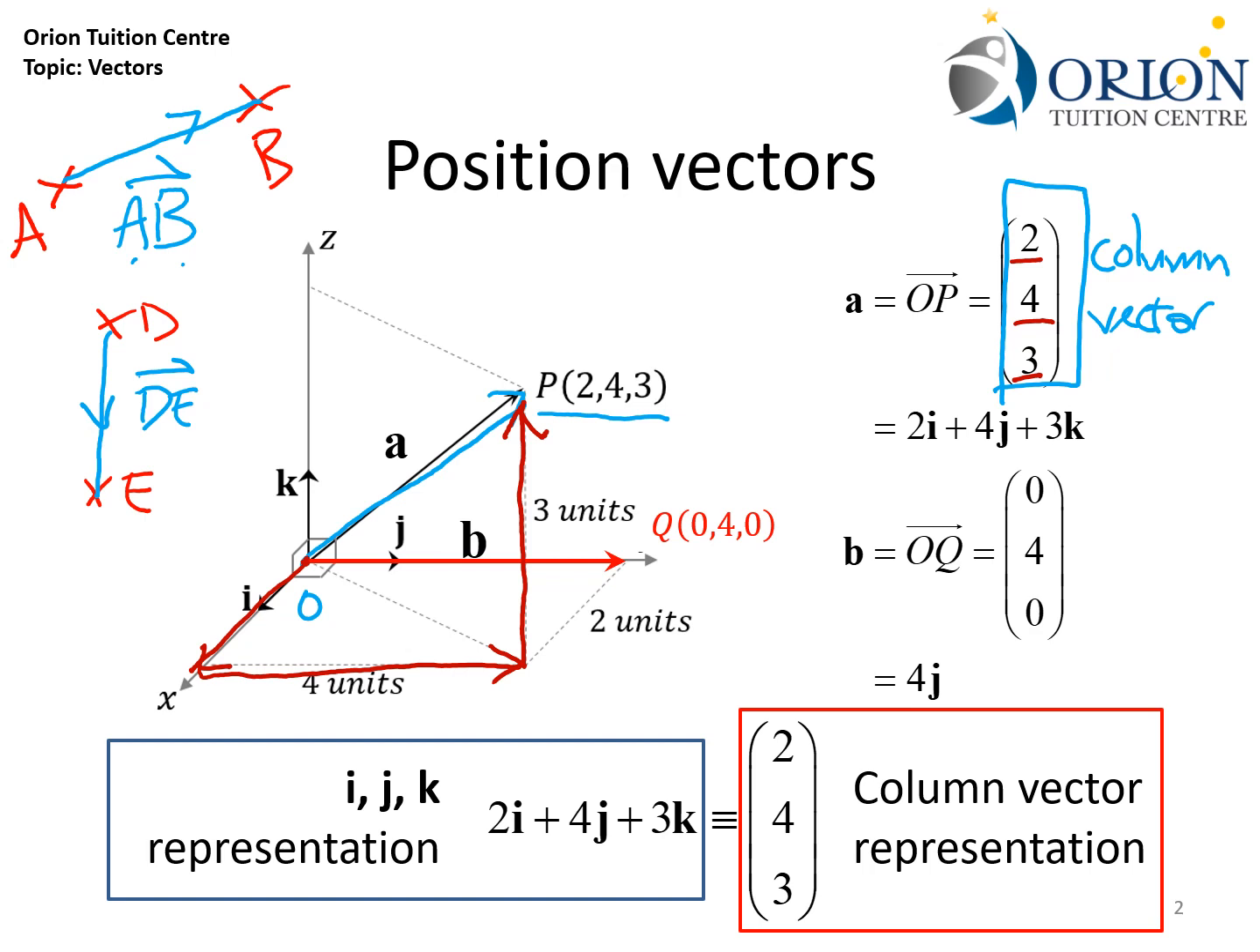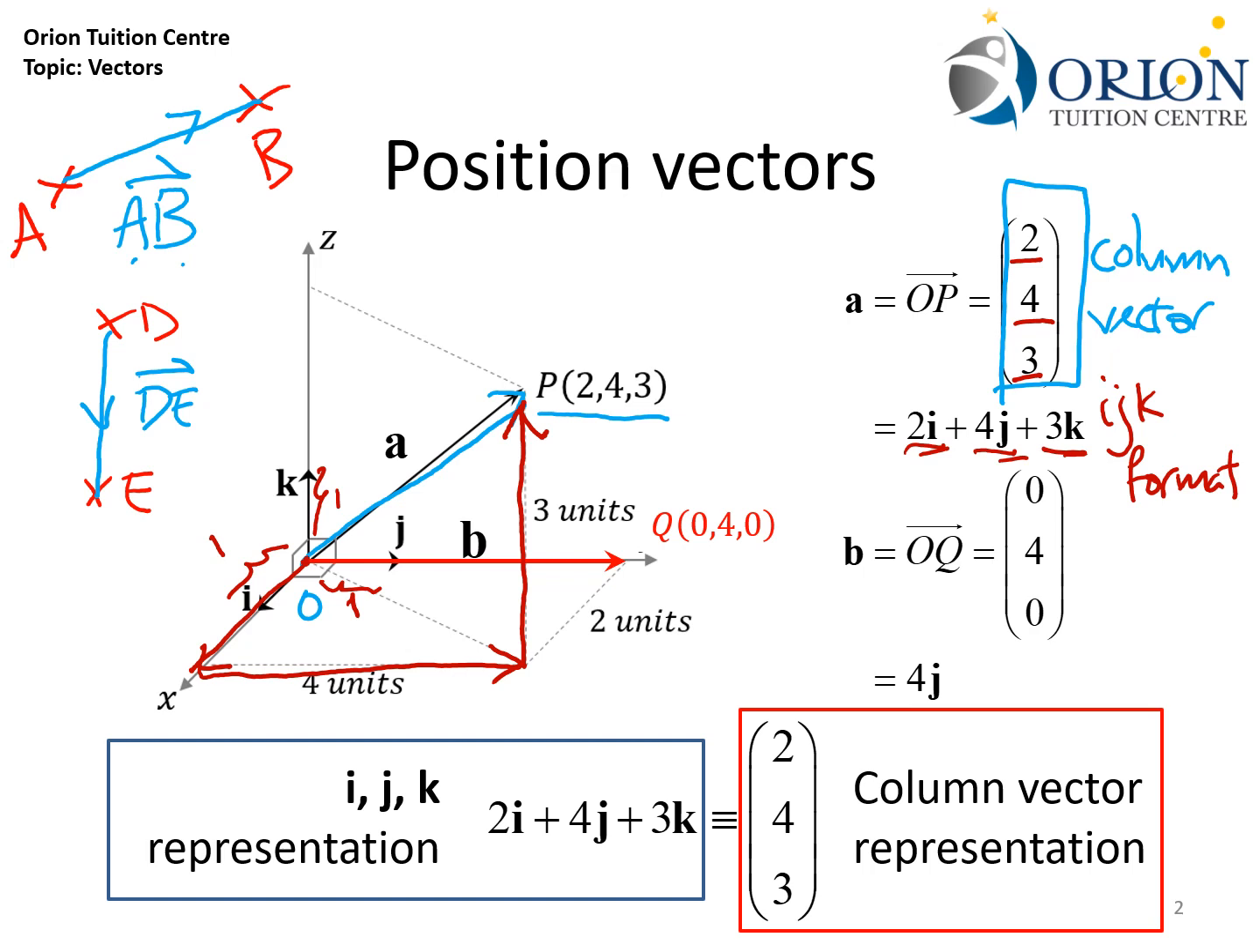Another form that we can represent a vector is the ijk format over here, where i, j, and k refer to vectors which have a length of 1 unit, and they are parallel to the x, y, and z axis respectively. Therefore, the column vector 2, 4, 3 can be written as 2i plus 4j plus 3k. So this is the ijk format.